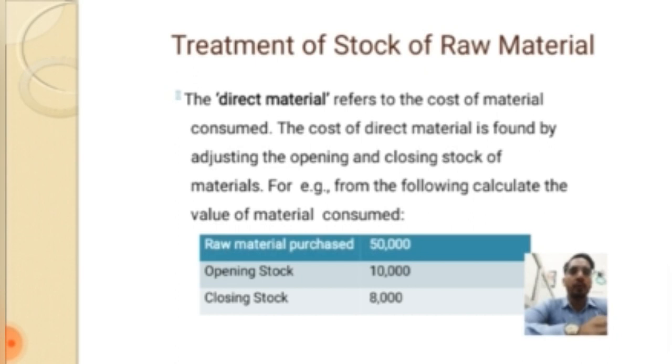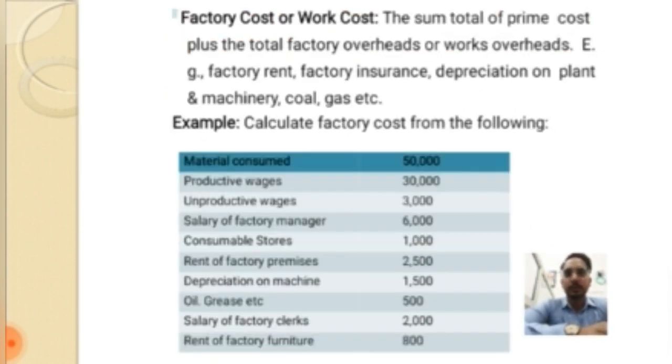Treatment of the stock of raw material. The direct material refers to the cost of material consumed. The cost of direct material is found by adjusting the opening and closing stock of material. For example, calculate the value of material consumed from the following: raw material purchases 50,000, opening stock 10,000, and closing stock 8,000.